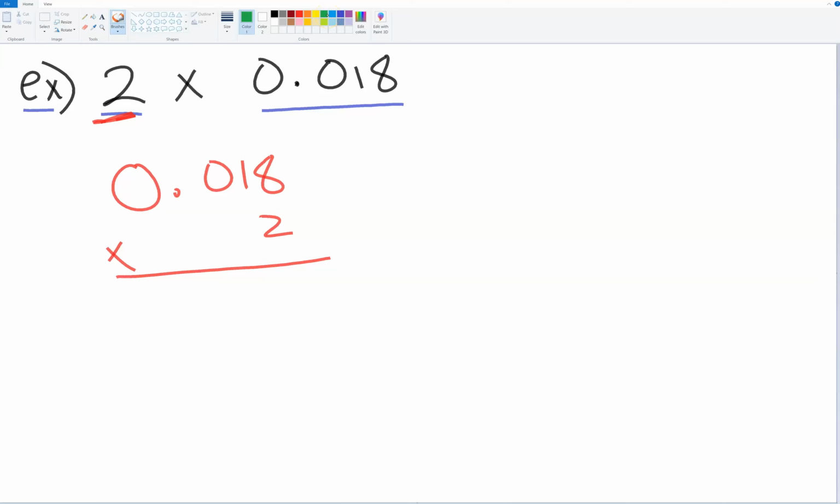So 8 times 2 is 16. Carry the 1. Then you have 2 times 1 is 2 plus 1 is 3. Then you have 2 times 0 is 0. And then 2 times 0 is 0.